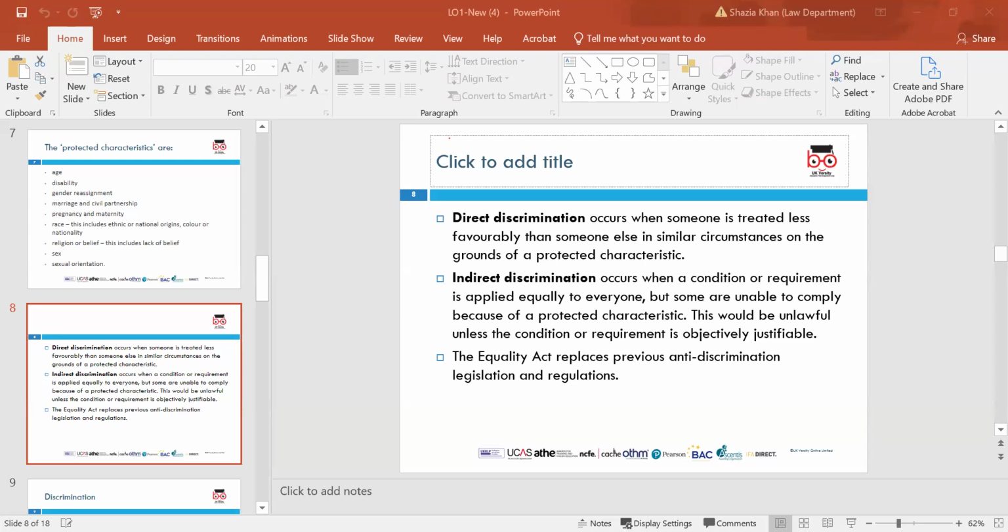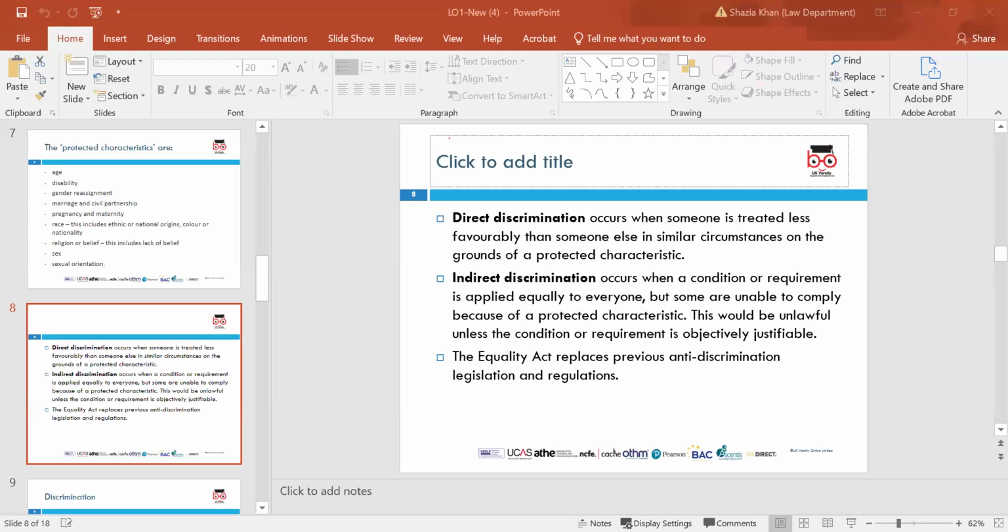Then we go to indirect discrimination. And indirect discrimination is a little bit more subtle. It happens when a workplace rule or practice has the outcome of treating a group with a particular protected characteristic negatively compared to a group without the characteristic. So this would be unlawful unless the condition or requirement is objectively justified.